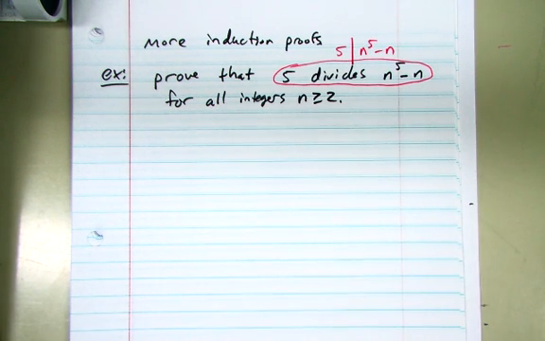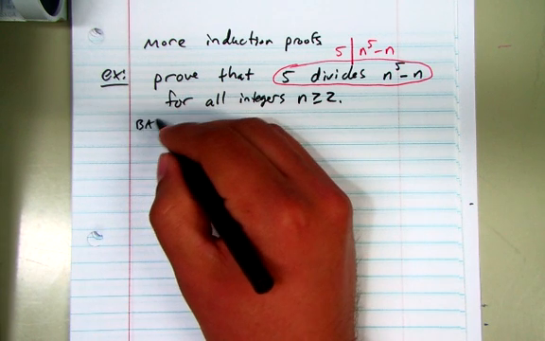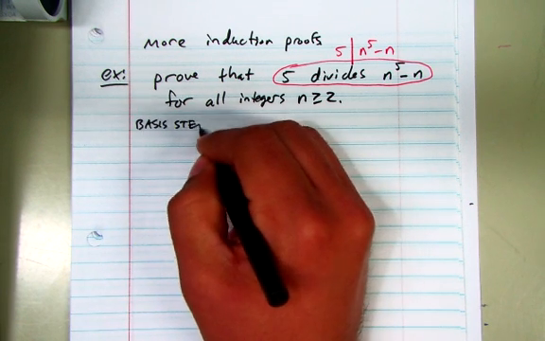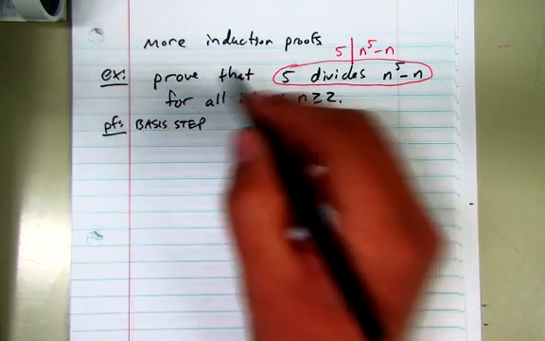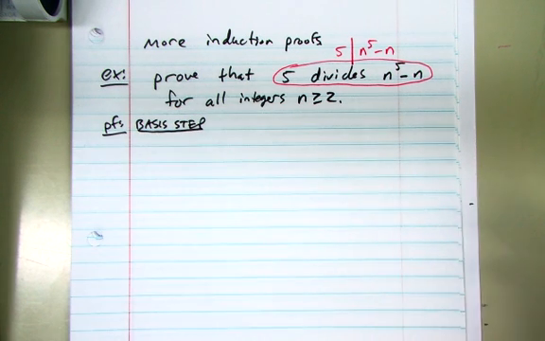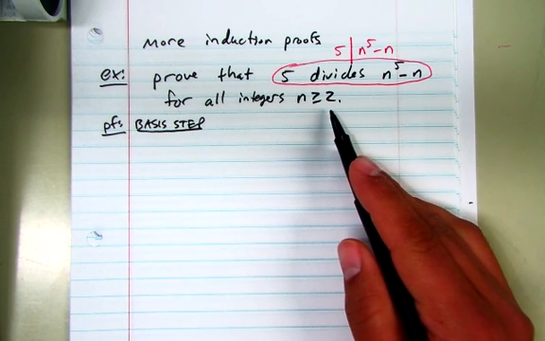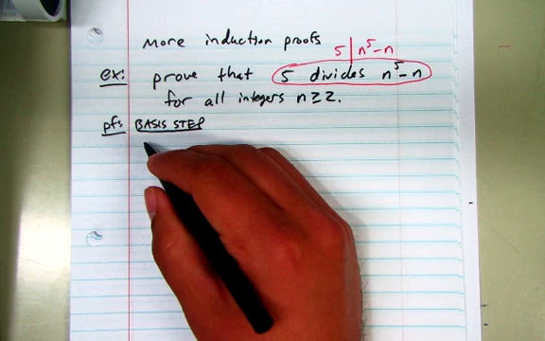So start with the same exact format. Basis step. Wait, we can't do n equals 1, right? We can't do n equals 1, because it says 2 or more. So what's the first case here? 2. So that's the only thing that changes so far.